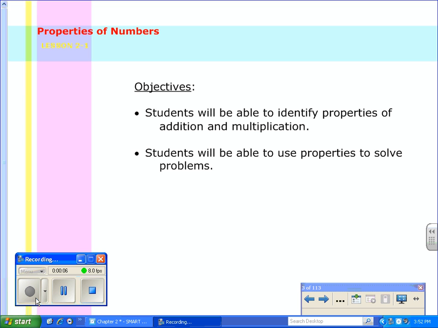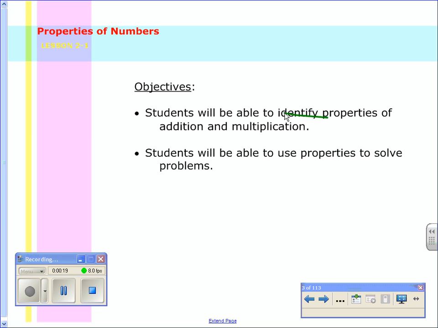Today we're going to look at Lesson 2-1, which is on the properties of numbers. In tonight's lesson, we have two main objectives. First, you will be able to identify properties of addition and multiplication. And you're also going to be able to use these properties to solve different problems.